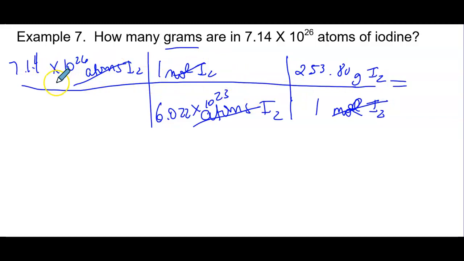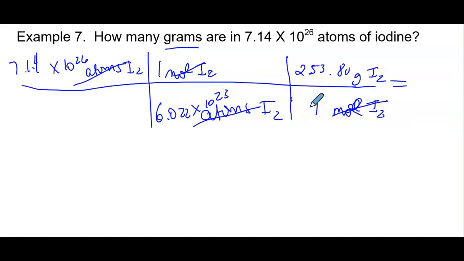So start with 7.14 times 10 to the 26 atoms of iodine. I use the fact that there are 6.022 times 10 to the 23rd atoms of iodine for every 1 mole of iodine. Remember, this is a conversion factor that we know, atoms to 1 mole. Then I need the same unit and chemical formula on the bottom of the next box so that things cancel. I know 1 mole equals X grams. My X is my periodic table number, or my molar mass. I figured out what that was. Now I'm going to multiply across the top, multiply across the bottom, and divide the two.